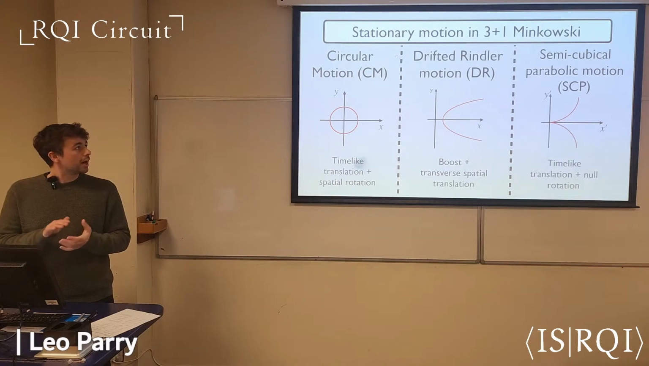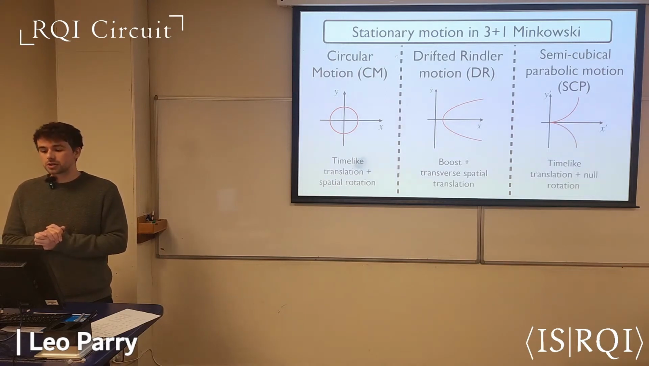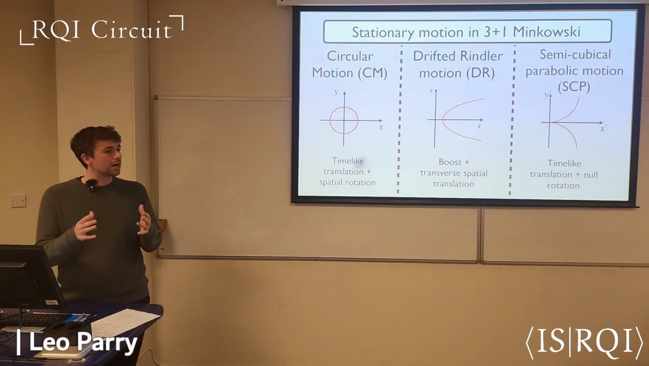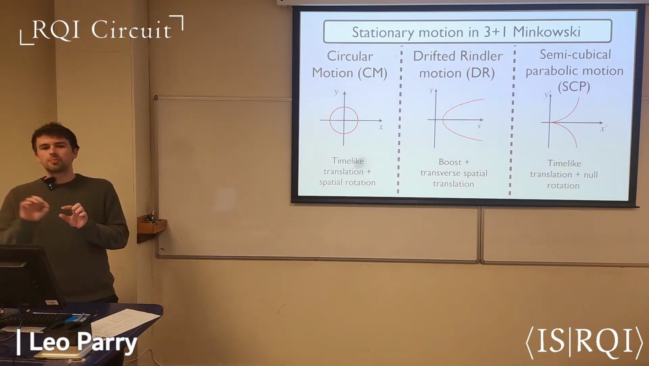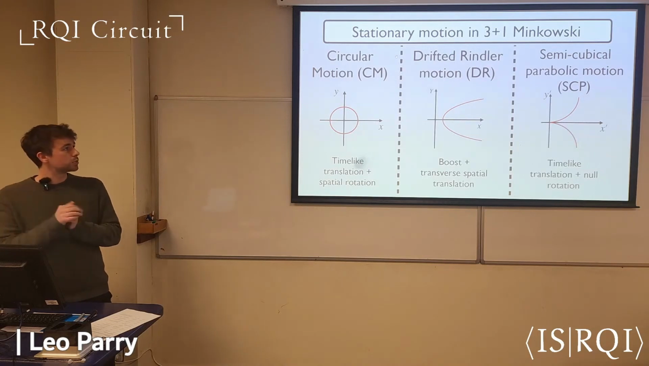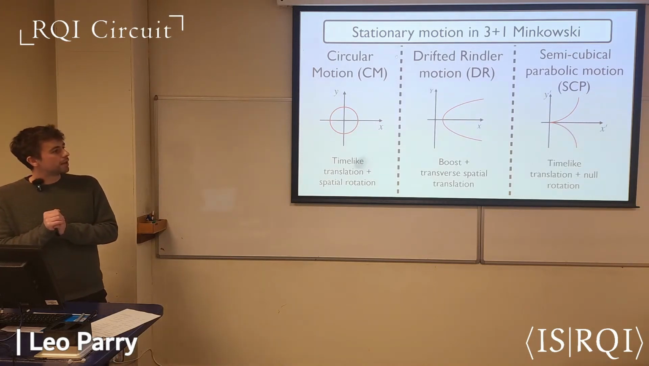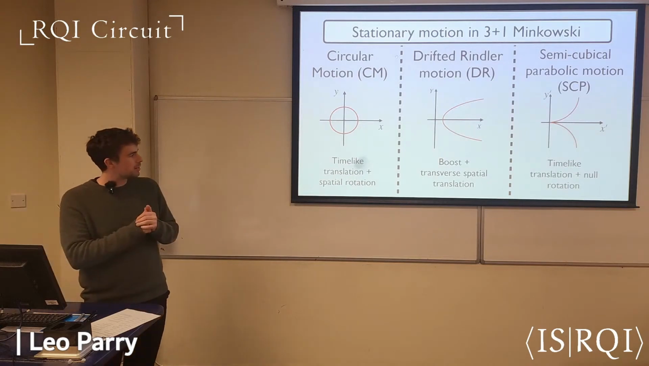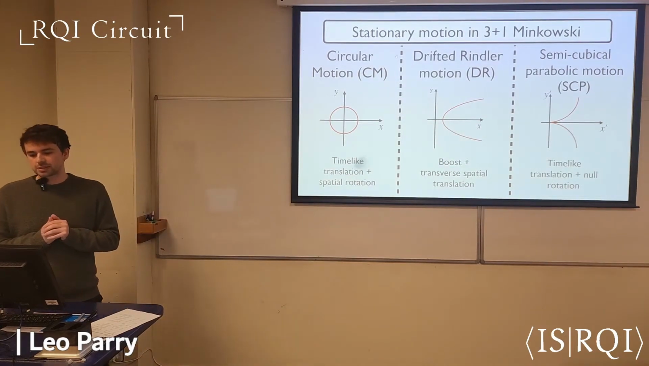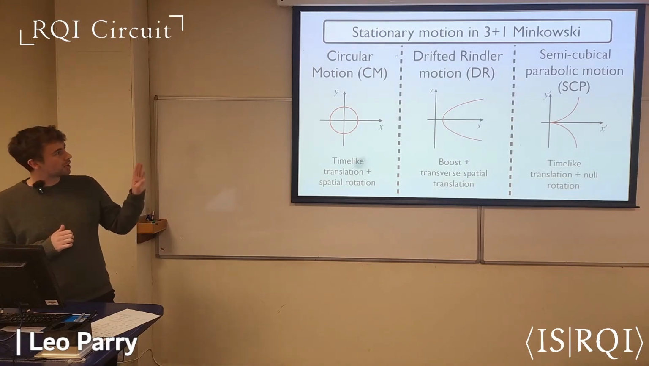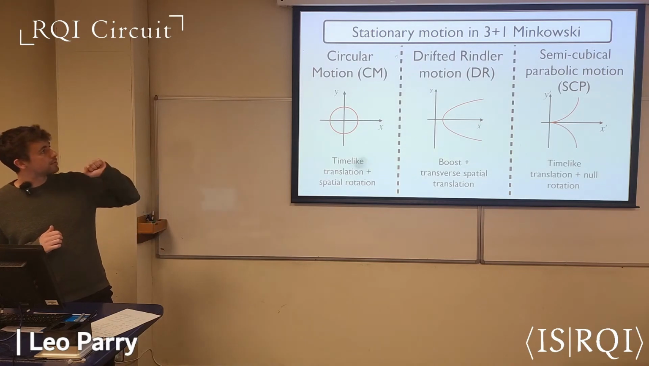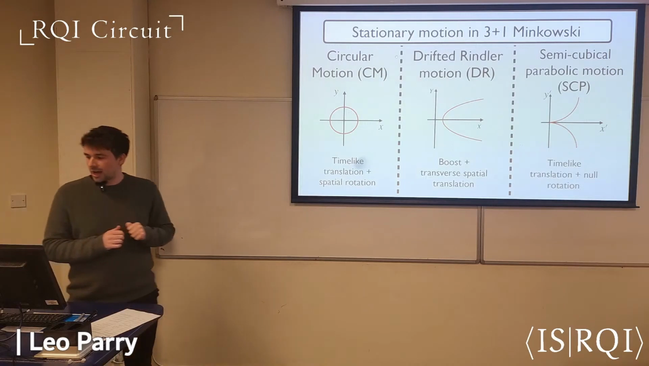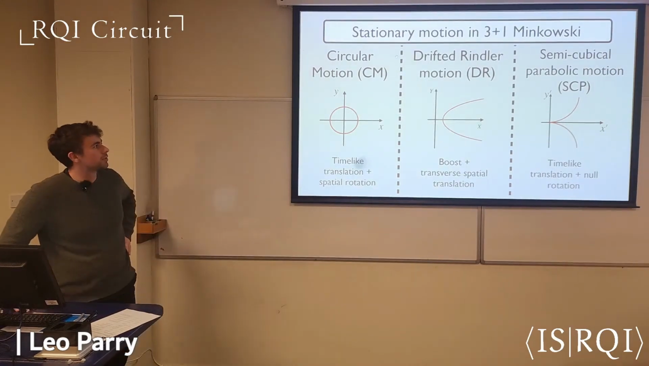So, linear acceleration and circular motion are examples of stationary motion. A stationary world line is a world line whose geodesic interval depends only on the difference in proper time between points. And they're also the orbits of time-like killing vector fields. And in this talk, I'm going to focus on three types of stationary motion in Minkowski. So we have circular motion, drifted Rindler motion, and semi-cubical parabolic motion.